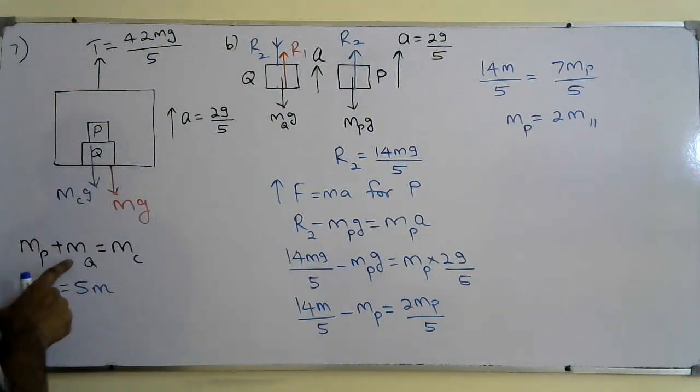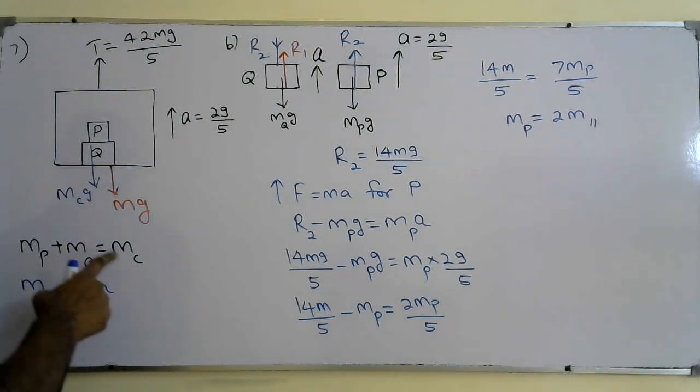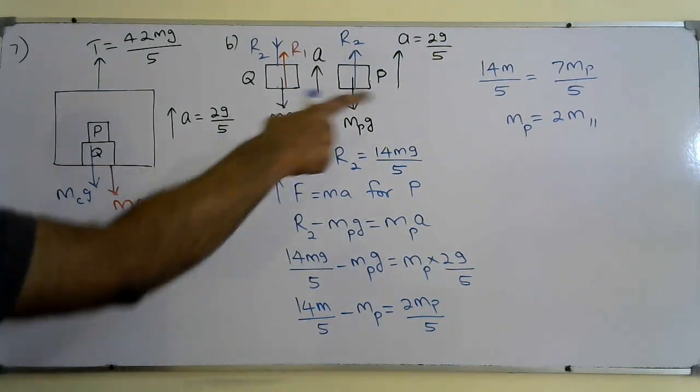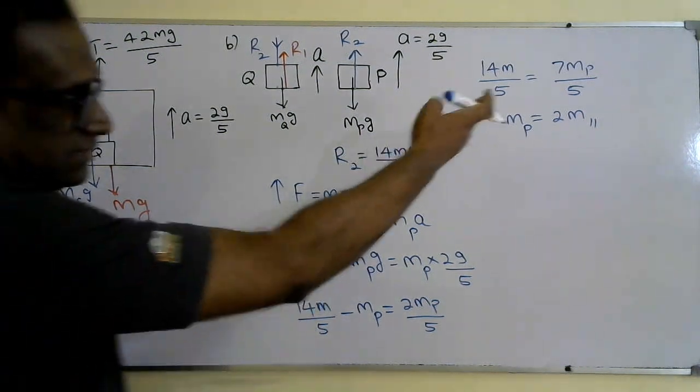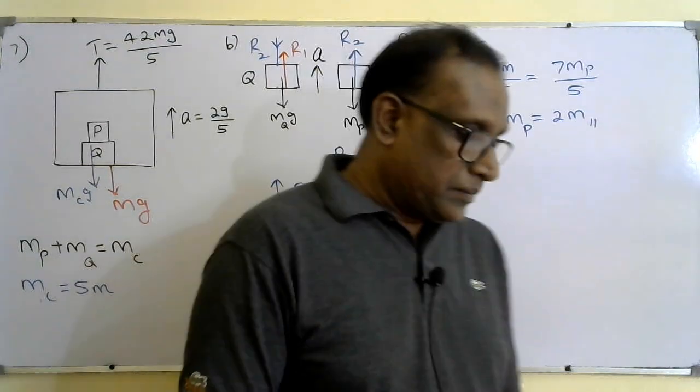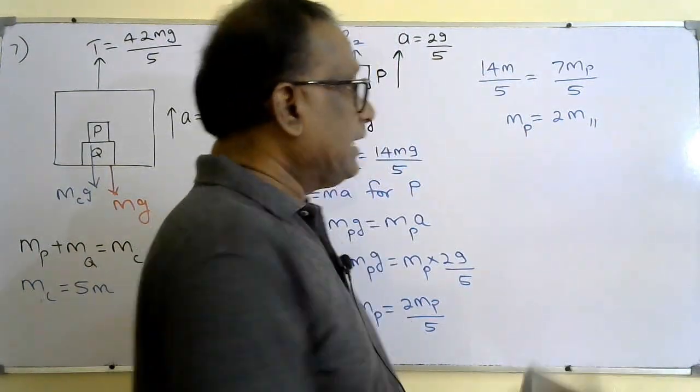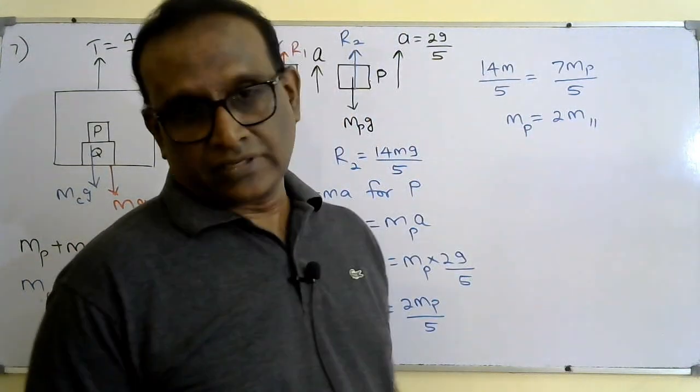So if they ask for the mass of Q, mp plus mq is 5m, so mp is 2m, which means mq will be 3m. But they are not asking anything about the mass of Q. They ask only the mass of P, that is 2 times m. That's the answer.